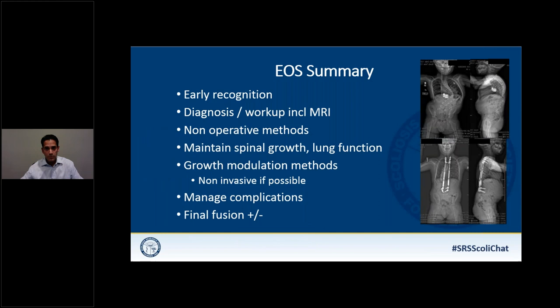So in summary, I think early recognition is important, as you heard earlier. The diagnosis and workup, including an MRI scan, is mandatory. Non-operative treatments have seen a resurgence and are quite successful, especially in delaying treatment until the age for growing rods might be more applicable. We want to maintain spinal growth and lung function regardless of what treatment we choose for the child, and growth modulation methods are most desirable if they could be non-invasive or not require frequent tune-ups. We have learned to manage those complications, but we need to focus on prevention most readily. And final fusion may or may not be necessary depending on a case-by-case basis.